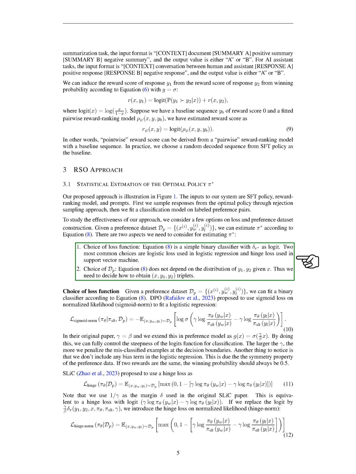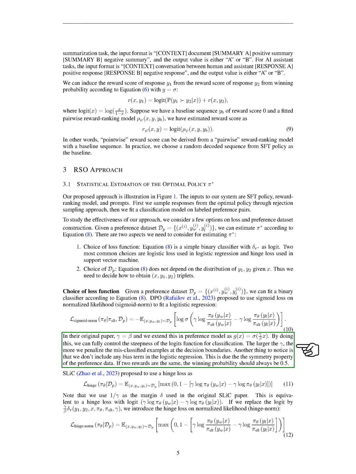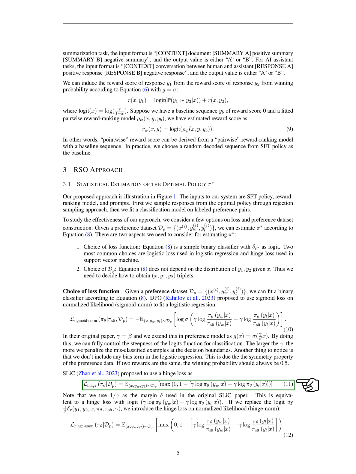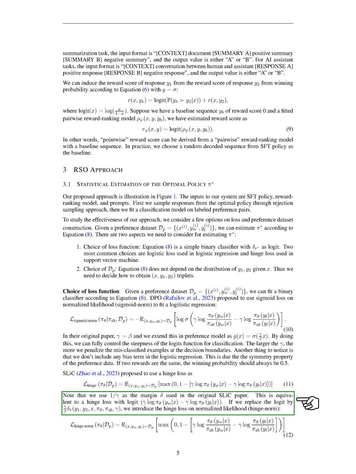DPO proposes using a sigmoid loss on normalized likelihood to fit a logistic regression. By doing this, we can fully control the steepness of the logits function for classification. The larger the value of gamma, the more we penalize misclassified examples at the decision boundaries. SLiC, on the other hand, proposes using a hinge loss. We use 1/gamma as the margin delta used in the original SLiC paper. This is equivalent to a hinge loss with a certain logit.